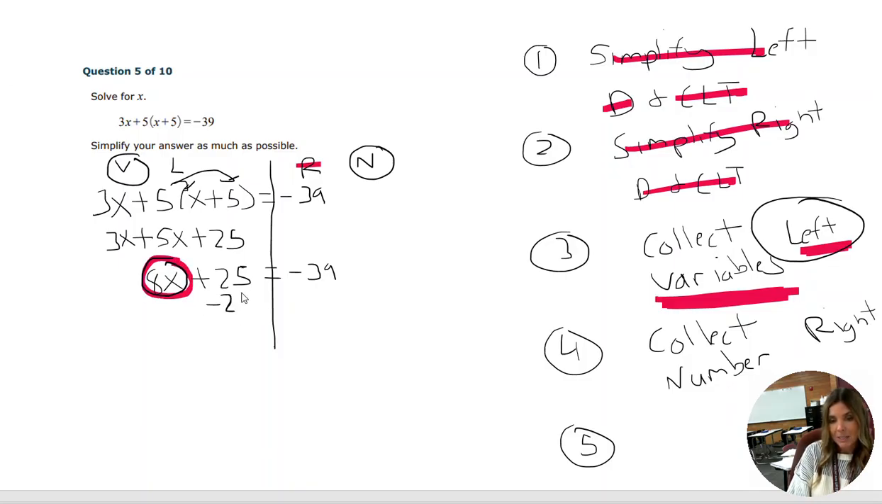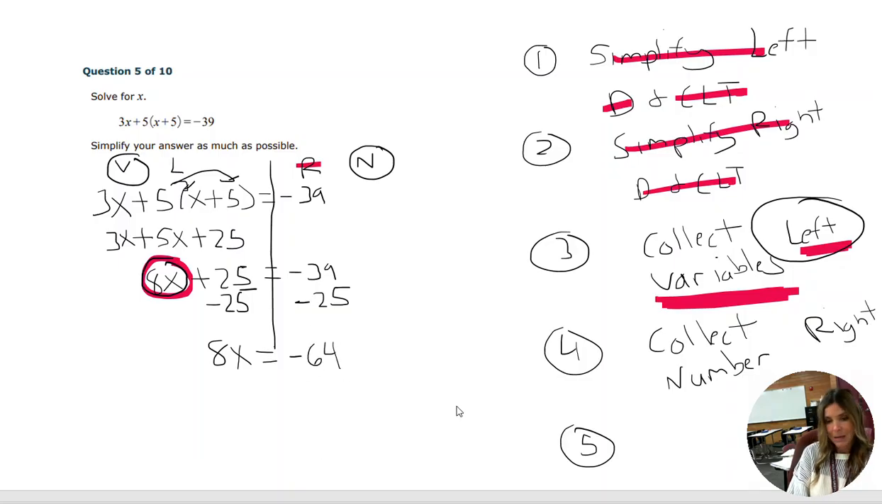which means that we have to get rid of the 25. We don't want this number on the left side. We want the 25 gone from this side. So we're going to subtract 25 to get rid of that positive 25. So a positive 25 and a negative 25 cancel. And whatever we do on one side, we have to do the same thing on the other side, which brings us to 8 times x equals a negative 64.